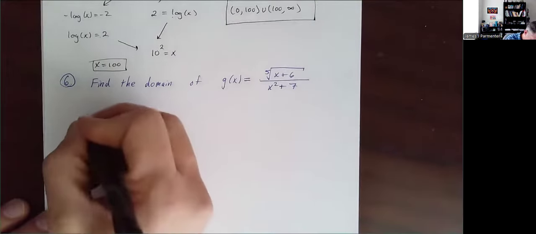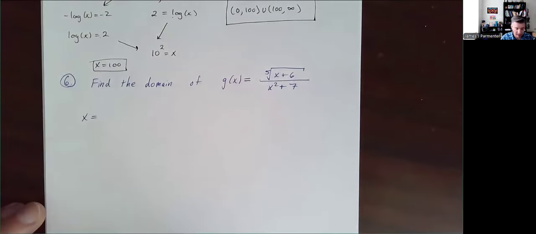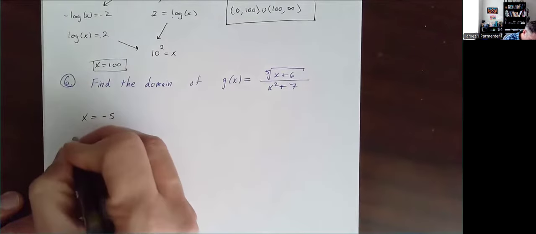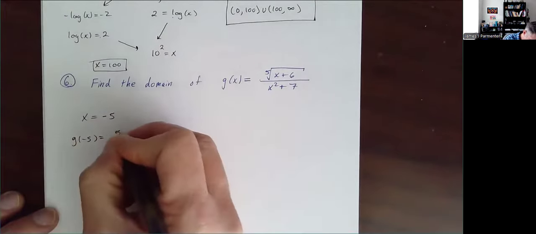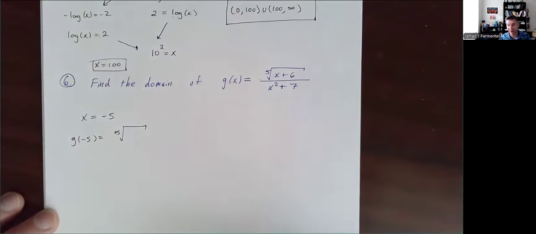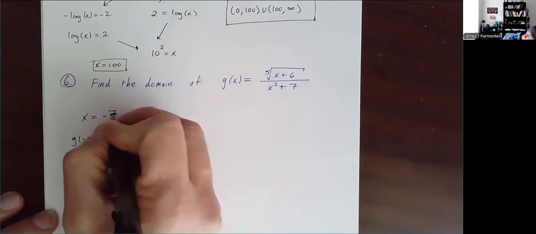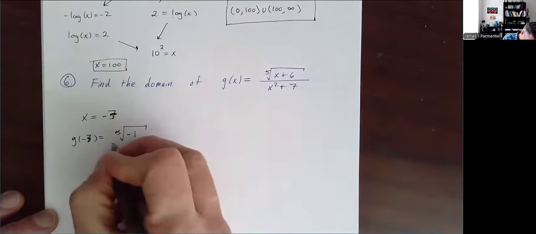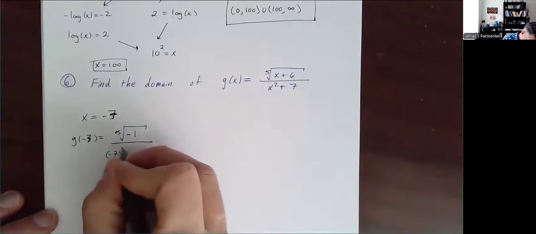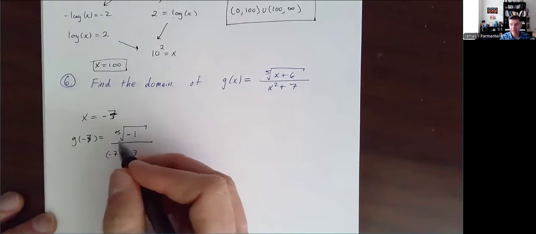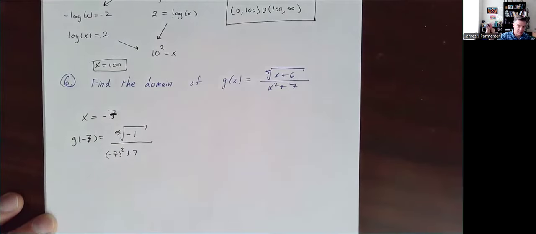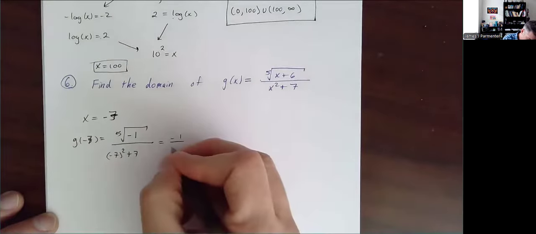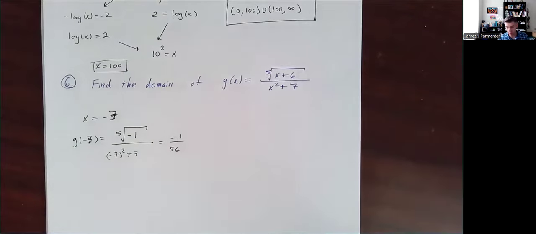Just for example here, I'm going to cherry pick a number. If x were equal to -7, sorry, apologies. If I plug in -7, -7 plus 6 is -1, and -7 squared plus 7. The fifth root of -1 is -1, because -1 times -1 times -1 times -1 times -1, 5 times, is -1. That's going to be -1 over something like 49 plus 7, which is 56. But the point is, it's a real number.